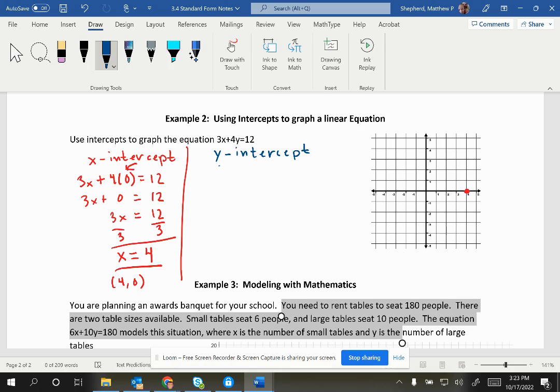Okay, so the y-intercept is going to have us do the same thing, but this time with x being a 0. Okay, so 3 times 0 is just 0. Anything plus 0 is just going to be itself. So now we just need to get the y alone. Let's divide both sides by 4, and we get y is equal to 3. So when the x was a 0, the y was a 3. And that gives us another point on our graph.